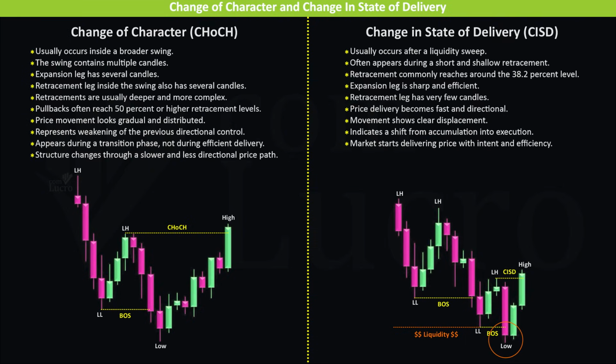Understanding the distinction between change of character and change in state of delivery allows you to read market transitions with greater precision. While change of character highlights structural weakening through slower and deeper movements, CISD confirms that price has shifted into an efficient and directional state. Using both concepts together helps refine entries, improve timing, and achieve better risk-to-reward conditions in high-quality trade setups.